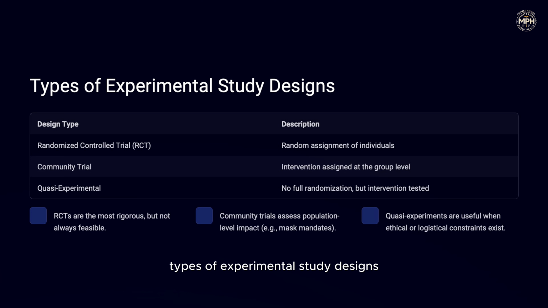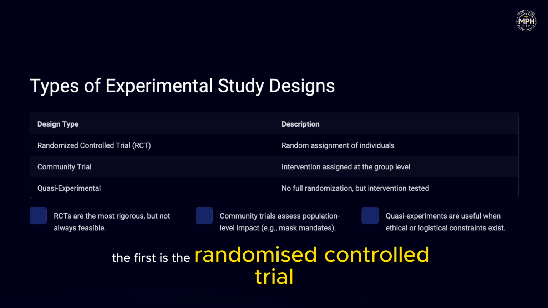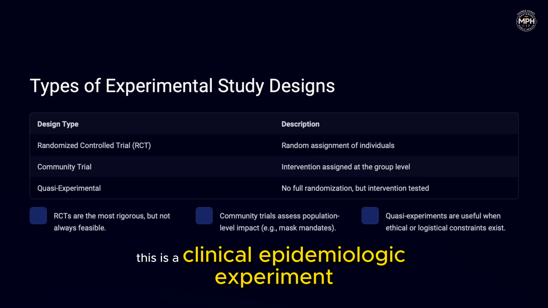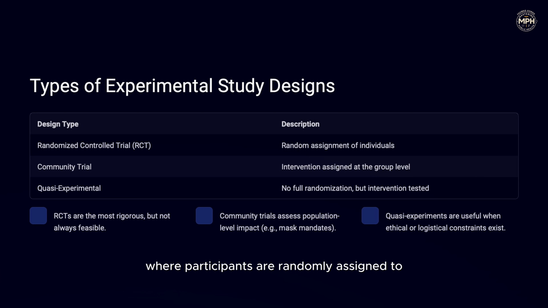Types of experimental study designs. There are several types of experimental designs used in epidemiology. The first is the randomized controlled trial. This is a clinical epidemiologic experiment where participants are randomly assigned to receive an intervention or control. RCTs are commonly used to test new drugs or preventive strategies.